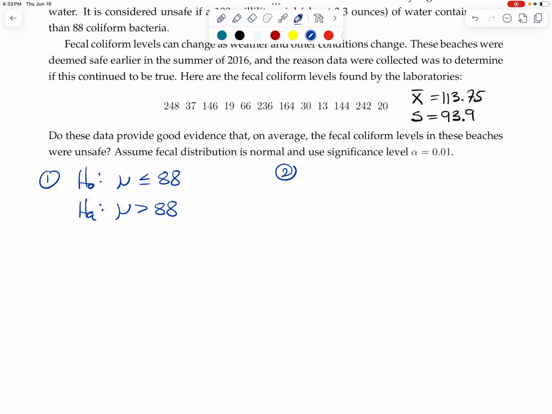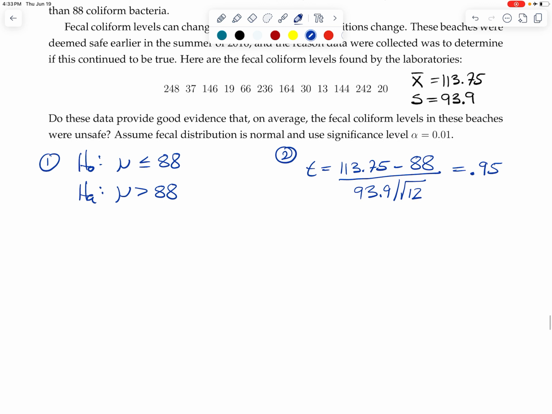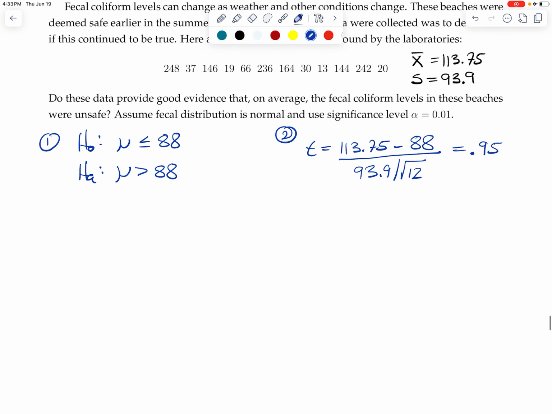For step 2, I'm going to compute my t-statistic, which is just x bar, 113.75, subtract 88, divide by the standard deviation, and that gets divided by the square root of the sample size, which is the square root of 12 in this case. And you should get 0.95 out. And you ought to have a sense that that's a pretty small t-statistic. I'm going to have a large tail when I look at the area to the sides of that.